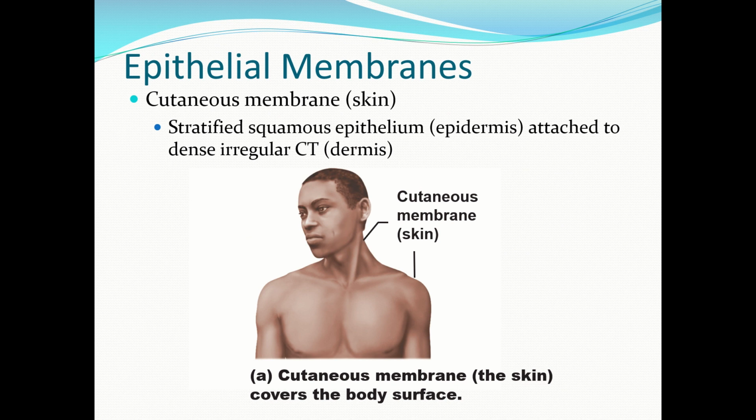There are different types of epithelial membranes that contain epithelial tissue and an underlying connective tissue. The first is the cutaneous membrane, which makes up the skin. It is composed of stratified squamous epithelium, called the epidermis, attached to a dense irregular connective tissue beneath. This is called the dermis. The cutaneous membrane will be the main topic of the next chapter, the integumentary system.